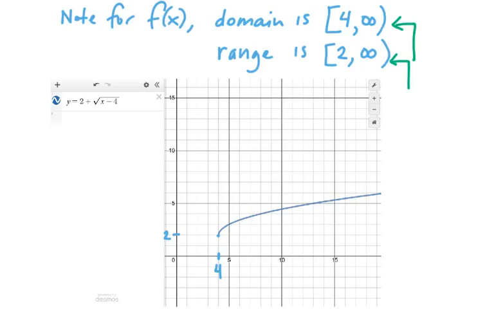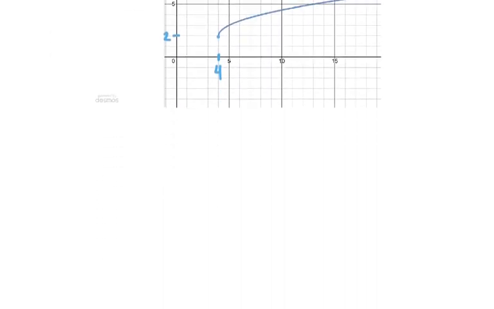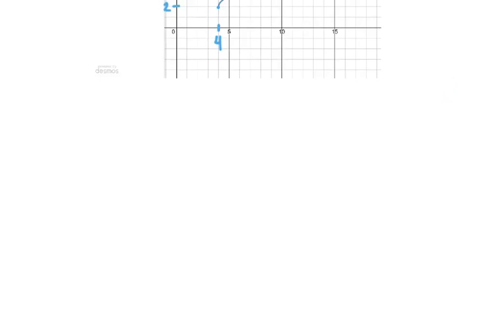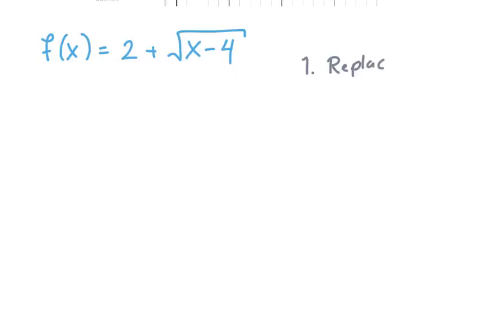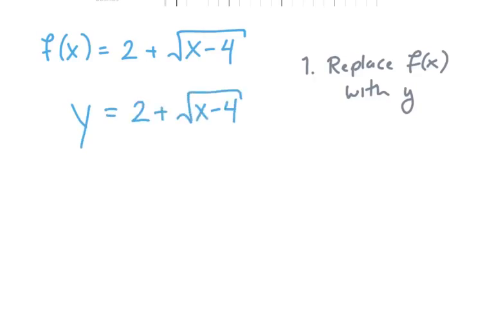So now let's go ahead and dive into finding the inverse function. So I'll write the function again so we can move through that 4-step process that we're getting more comfortable with. Again, our function f of x that we're working on for this problem is 2 plus the square root of x minus 4. So we'll begin by replacing f of x with y. Always a good starting point for this finding an inverse process. So now we have y equals 2 plus the square root of x minus 4.